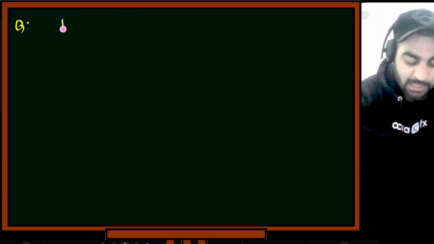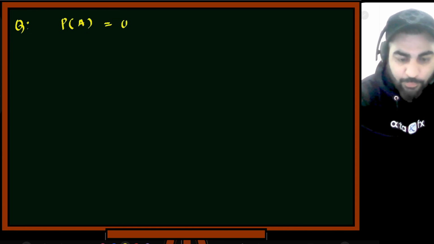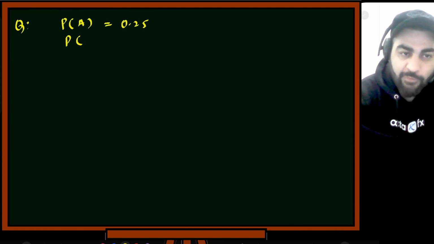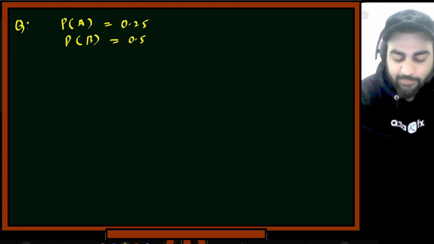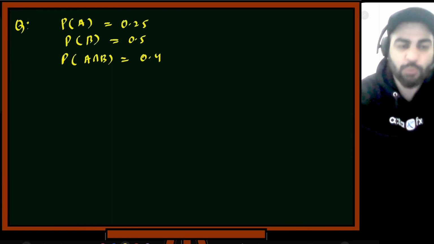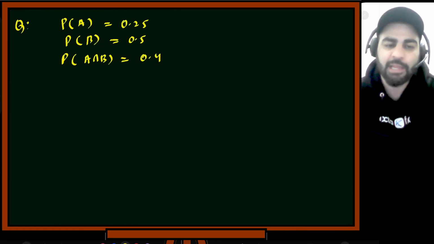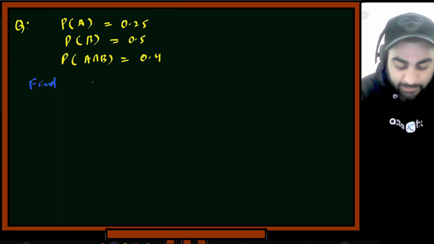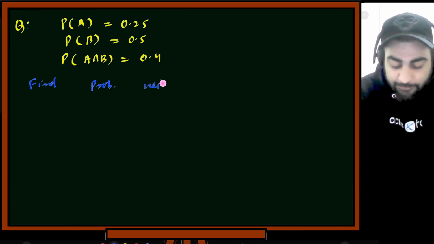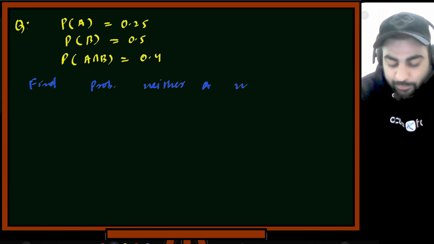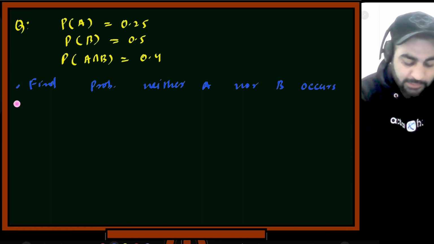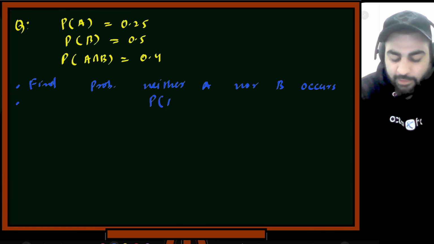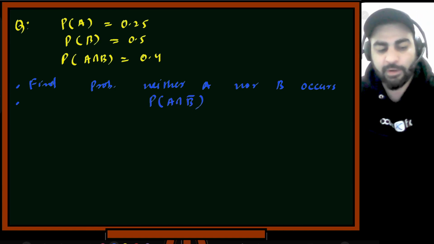The question is that we have probability of an event A is 0.25. Probability of an event B is 0.5. Probability of A and B, A intersection B, is equal to 0.4. Now find the probability that neither A nor B occurs, and also find probability of A intersection B complement. Find these two.